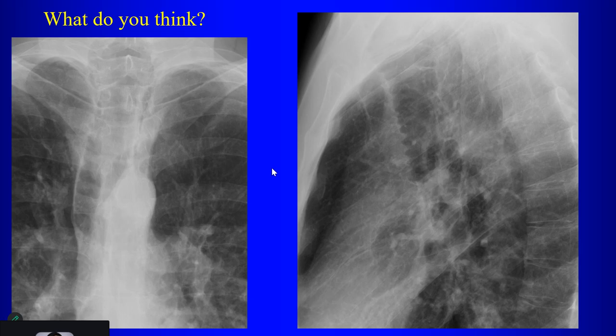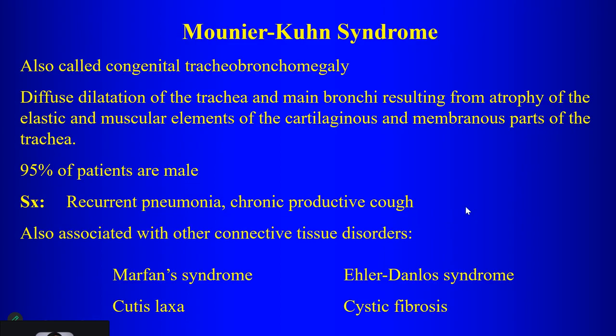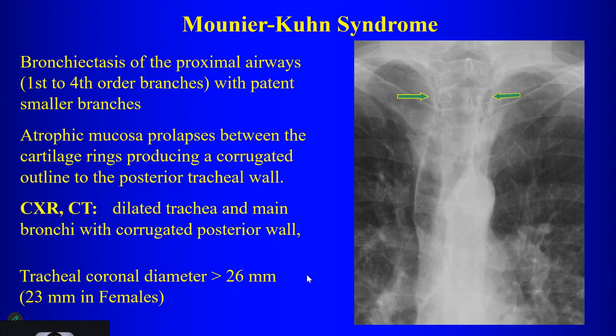right? Another feature of this is that surprisingly most patients are male. So you'll have this corrugated appearance of the trachea, and also extends to the mainstem bronchi. So you have dilatation down to the mainstem bronchi with Meunier-Kuhn syndrome. So diffuse dilatation of the trachea and bronchi, 95% of patients are male. This also predisposes these patients to recurrent pneumonias, and it can be associated with connective tissue disorders I've listed there. Okay, so Marfan's can also be associated with Meunier-Kuhn syndrome.